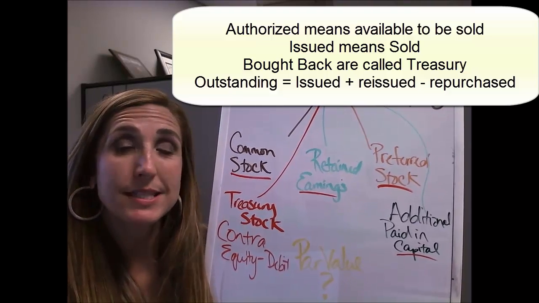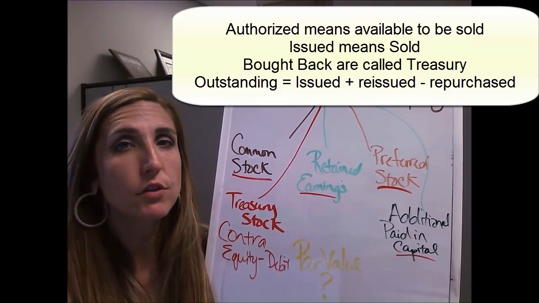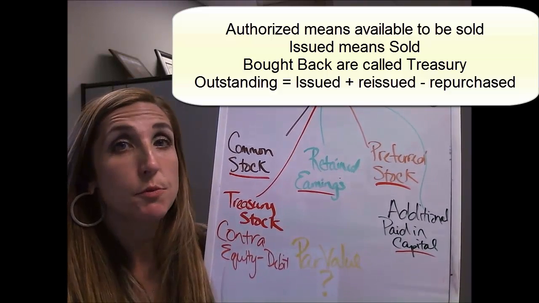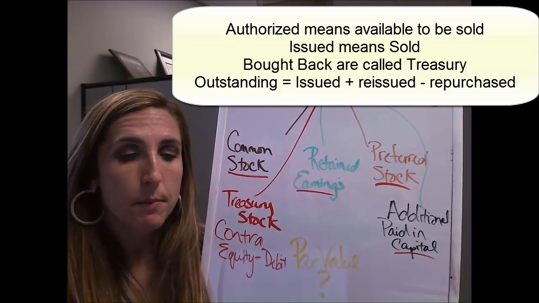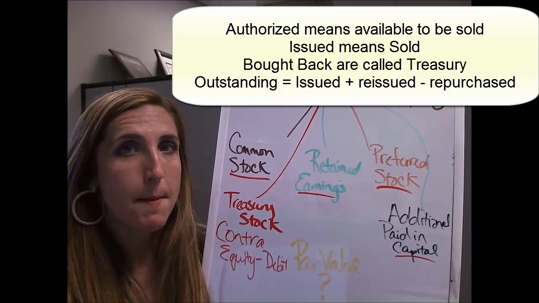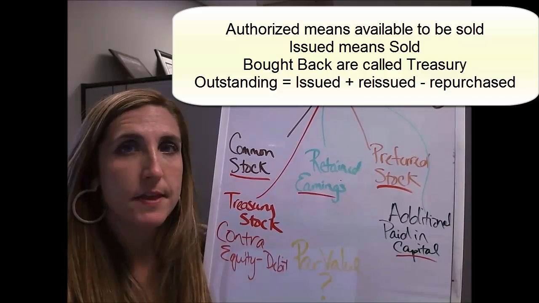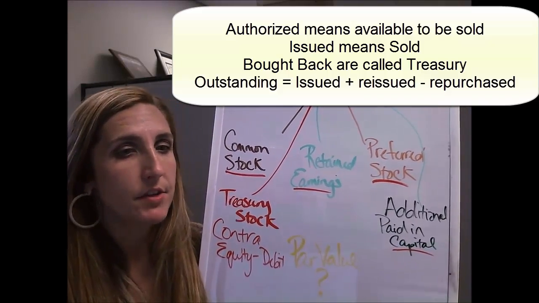They're no longer outstanding. So if you're going to pay a dividend, you first need to calculate the number of shares outstanding. Outstanding is your beginning shares outstanding plus any issued or reissued minus the number of shares you've bought back, you've repurchased. Then you'll know your total outstanding. You can pay a dividend on that.